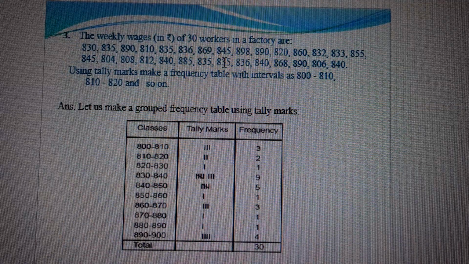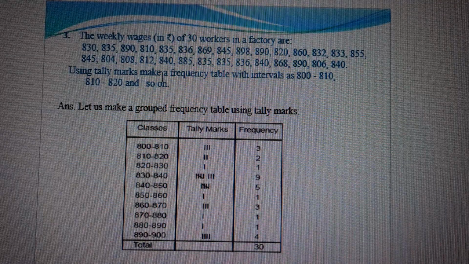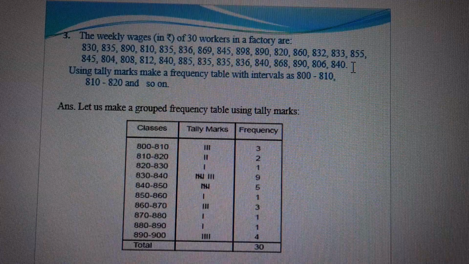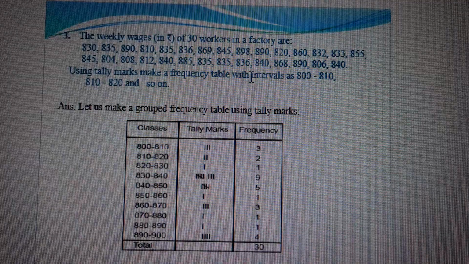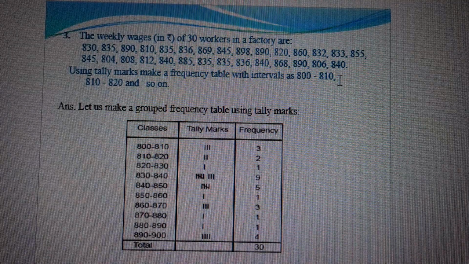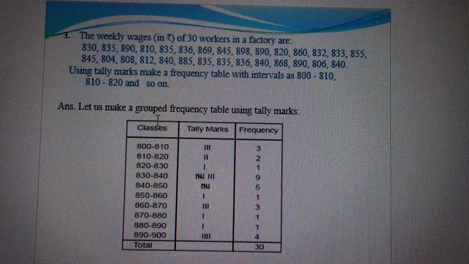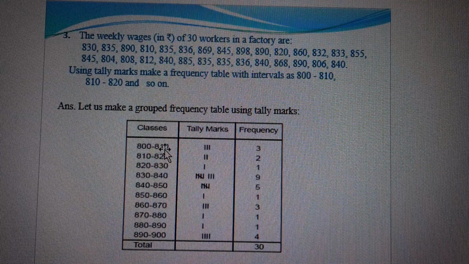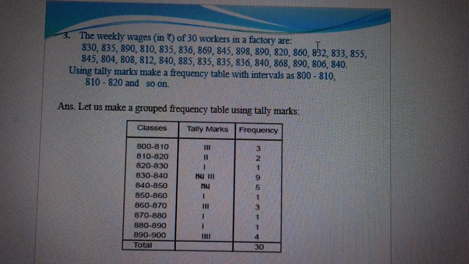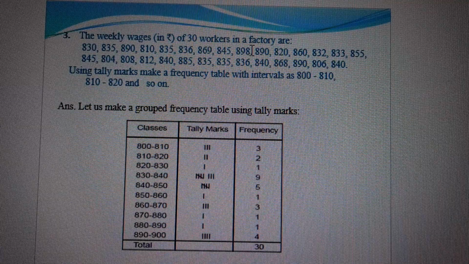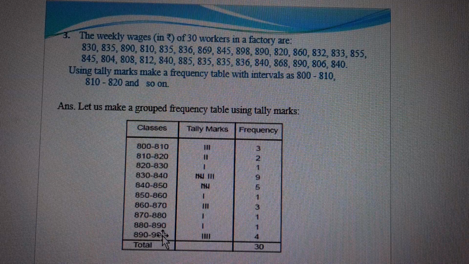Next, the third question is: the weekly wages in rupees of 30 workers in a factory are 830, 835. So this is the weekly wages of 30 workers given. Using tally marks, make a frequency distribution table with intervals of 800 to 810, 810 to 820. So you have to group the data here, with class intervals starting from 800. Groups of 10, 10, 10, all these classes are here till 900, because the highest observation here is 898. So this will come in the class 890 to 900.